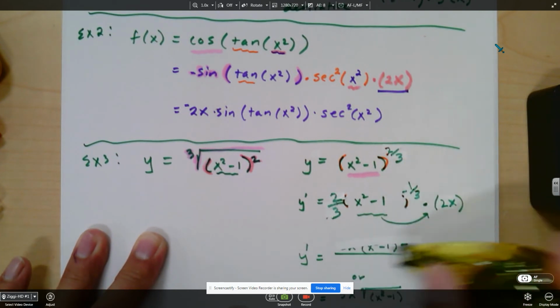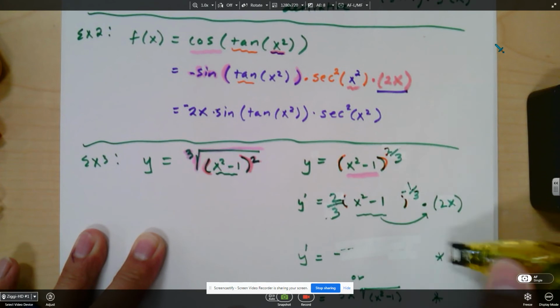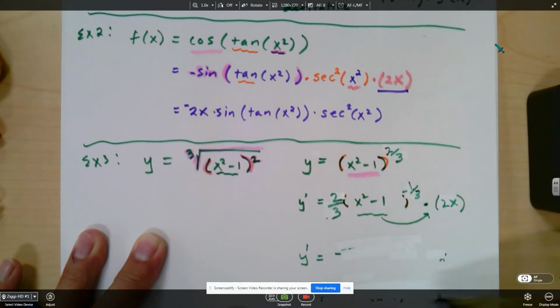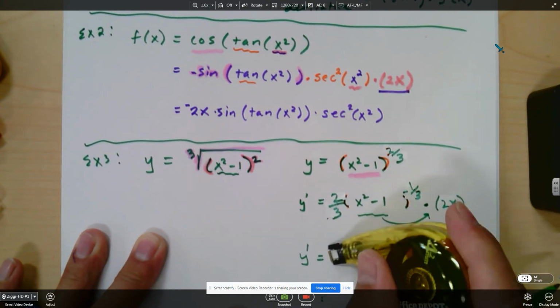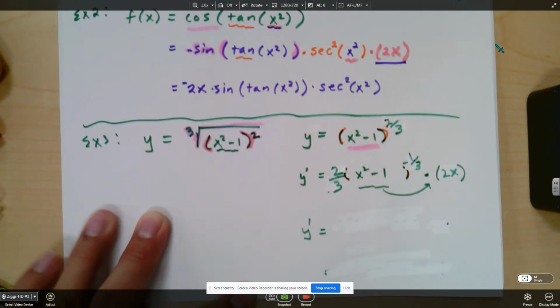Okay, did you guys bring your whiteout tape? I love whiteout tape. Look, I didn't make any mistake now.